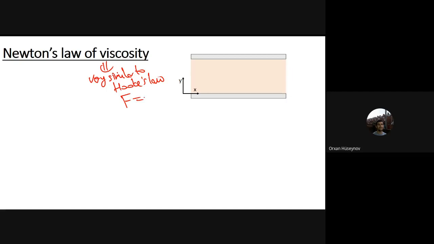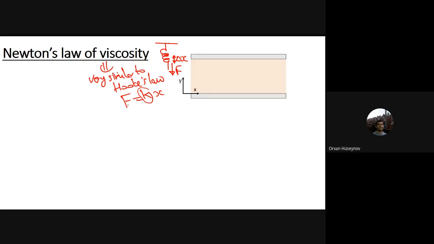Hooke's law says that force is proportional to displacement, x. So if you have a spring suspended from some surface and you are applying some force F, this spring will deform with the amount of del x. Okay? And that F is proportional to that del x with some coefficient of k. This is the Hooke's law. Similar, not the same, relationship holds for fluids.